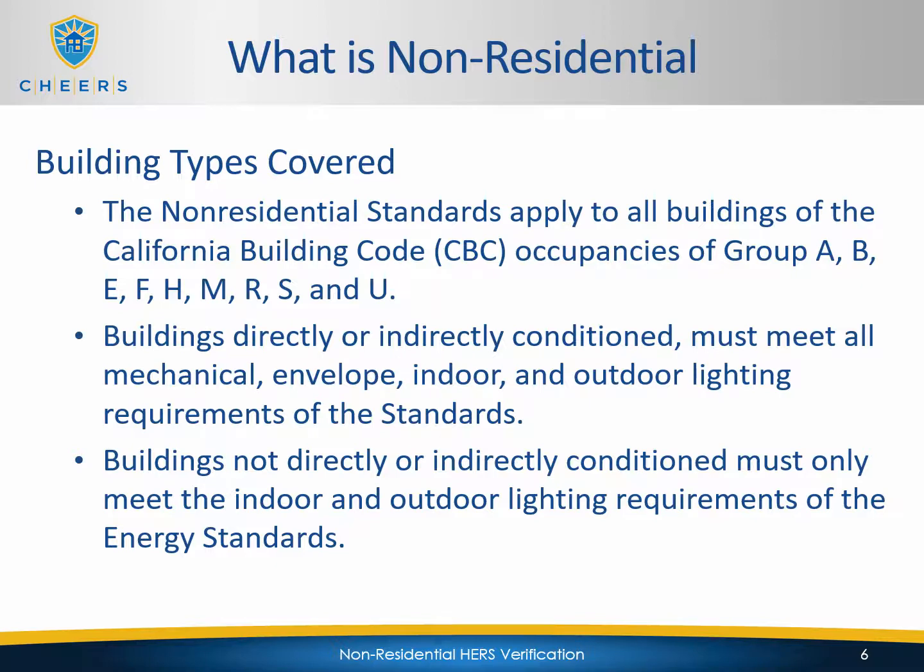For buildings that are directly or indirectly conditioned, they must meet all the mechanical, envelope, indoor, and outdoor lighting requirements of those standards. And we're particularly going to be looking at the mechanical requirements. Buildings that are not directly or indirectly conditioned only need to meet the indoor and outdoor lighting requirements. So let's take a look at what those different occupancy groups consist of.